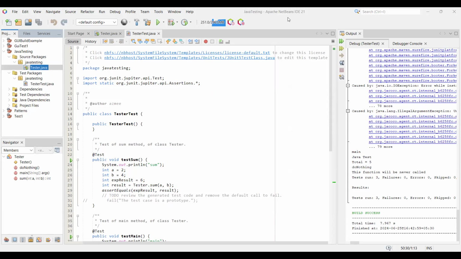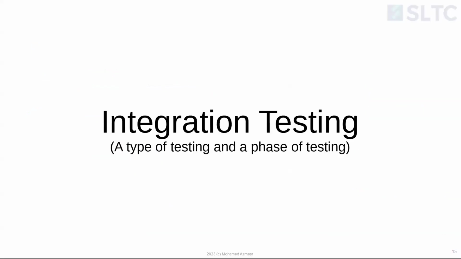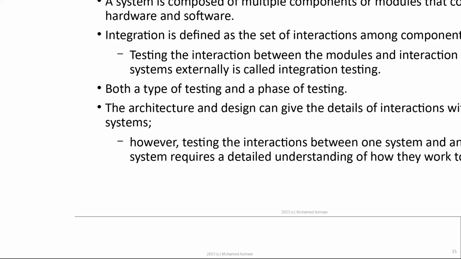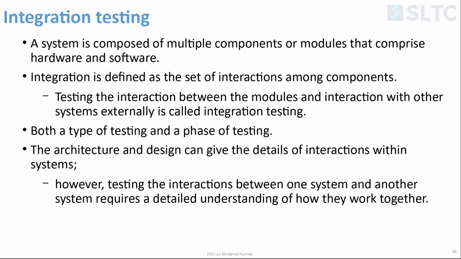So that's on unit testing. Let's move on to the next one, integration testing. What does that mean? It is a type of testing and also a phase of testing. What does that mean? Here's the definition: the system is composed of multiple components or modules that comprise hardware and software, right? So when someone asks you, what is a system? The system has hardware and also software.